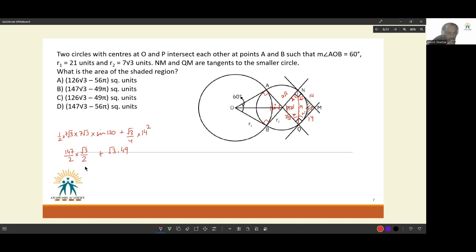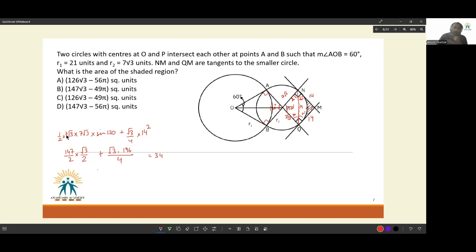I hope this is accurate. Okay. Or prior to that, let me do it this way. Let me keep it as 196 so that the denominator remains 4. So now 147 root 3 and 196 root 3. I will have 14 square, 7 root 3. Sine 120 is sine 60, root 3 by 2.